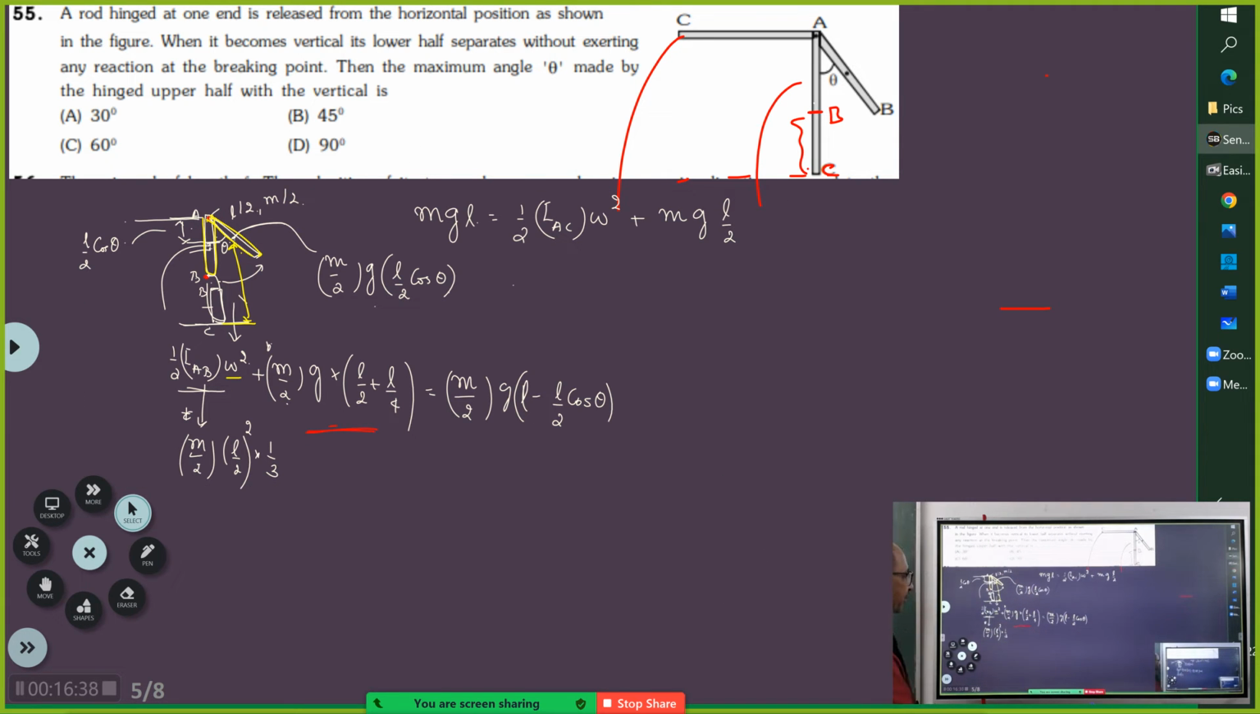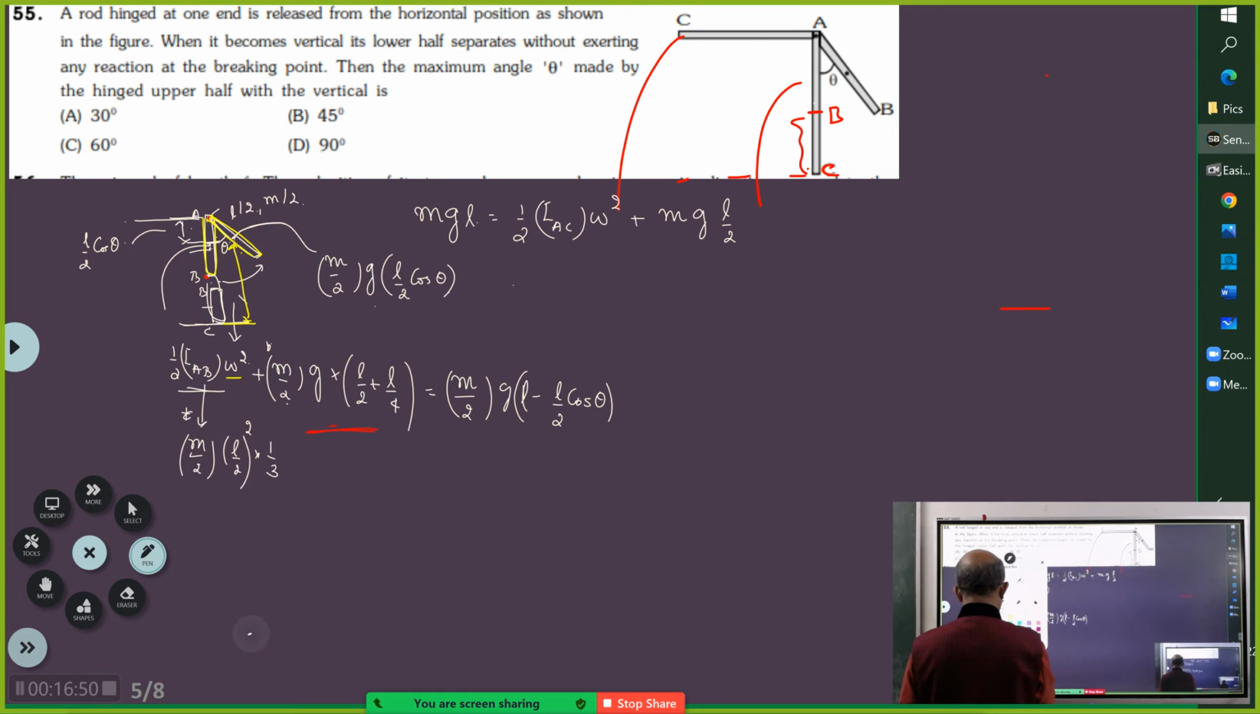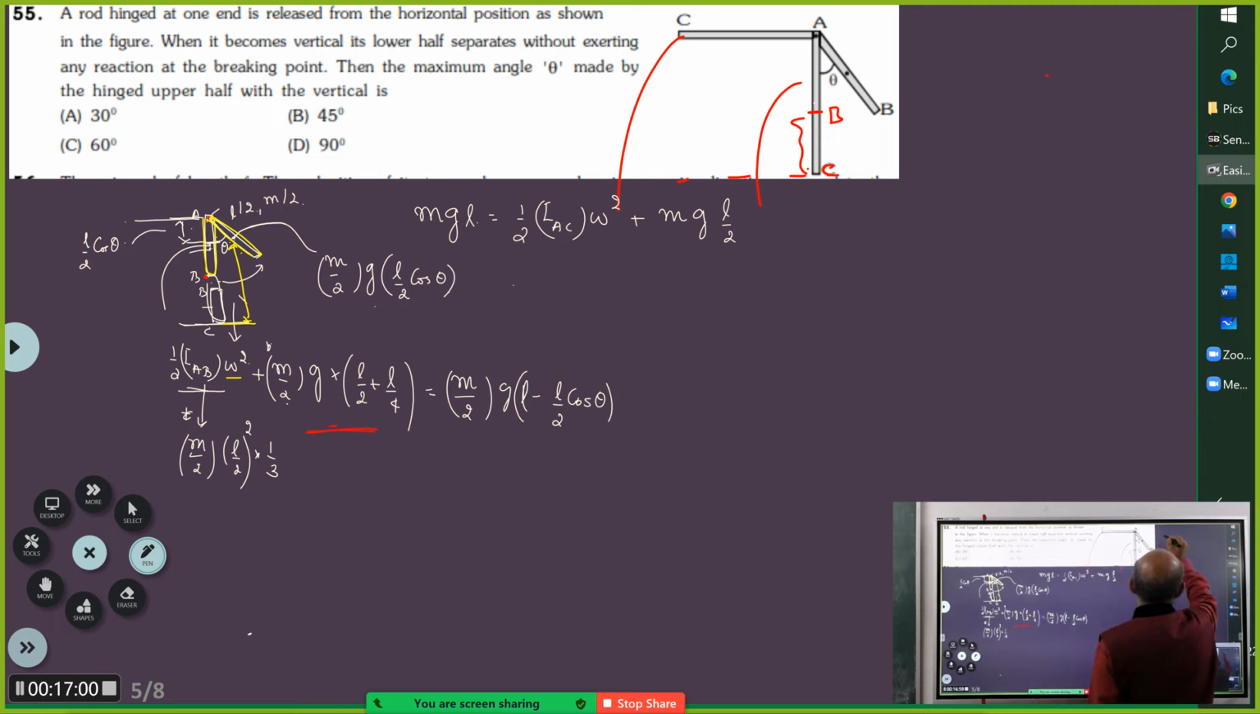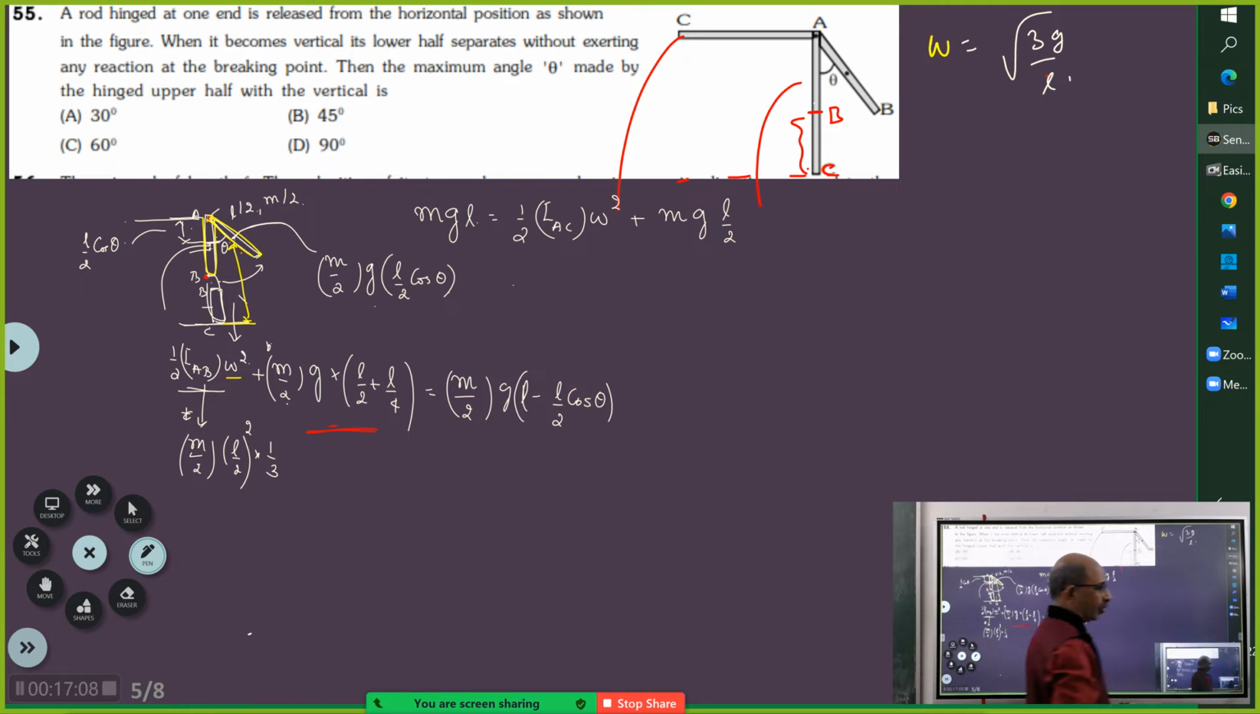How will you find omega square? I'm sure you should be able to find. Yes, please. Good. I like that. Okay. Now somebody told me you have got omega as root of 3g by L. You got this. How did you get this?